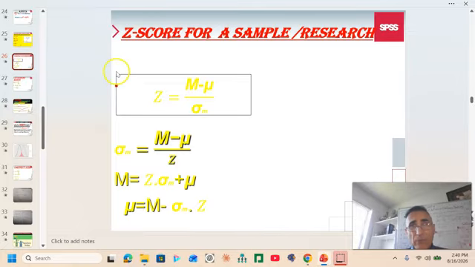This is the z-score for sample and research. So from this point on, we really start leaning toward inferential statistics. What does that mean? It means we draw conclusions from our sample. As you can see, z-score for sample. And in a sample, you don't have one person or two. You've got to have a bunch of people.